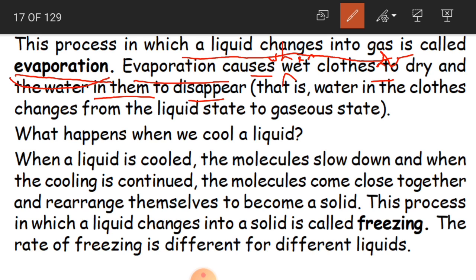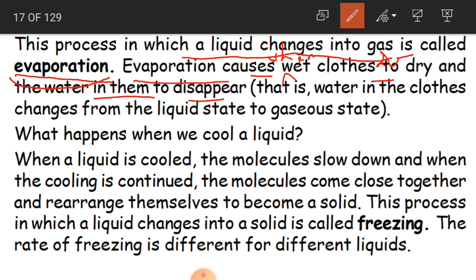Even if you observe, children, when you try to dry wet clothes in the sunlight, what happens after some time? All that water is absorbed by the heat of the sun, and they are going to dry. The clothes are going to dry completely without any water.